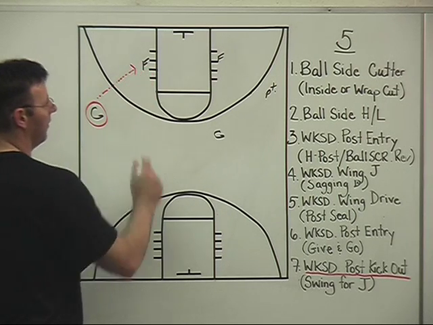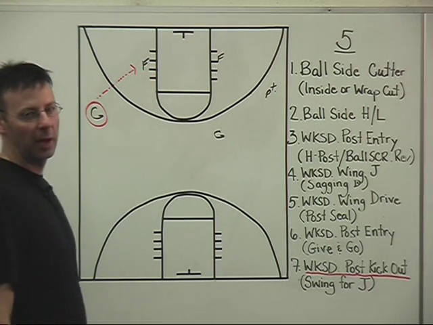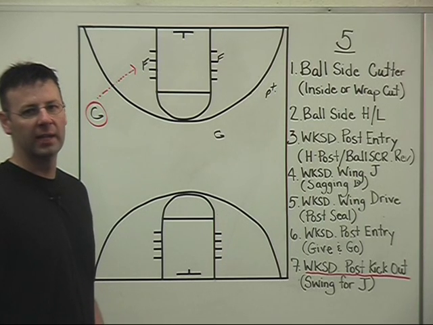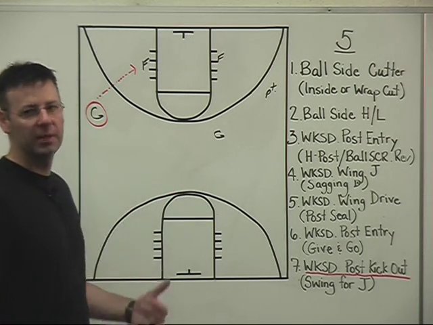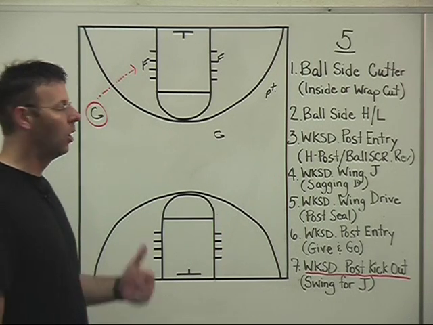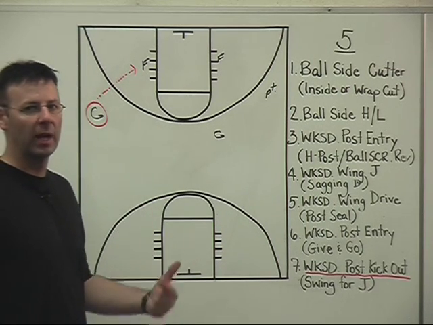And the nice thing about 5 is that it really keeps things spread out. You hit them in the post a couple times, whether it be on the ball side or the weak side, and they just start collapsing like crazy to try to prevent that. And now the kickouts and the spot ups and the swing opportunities are there.